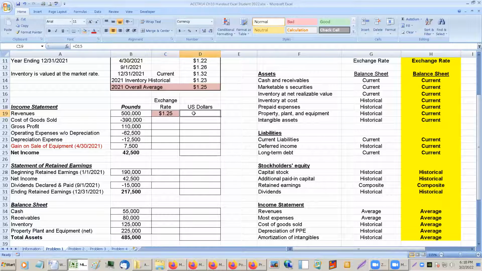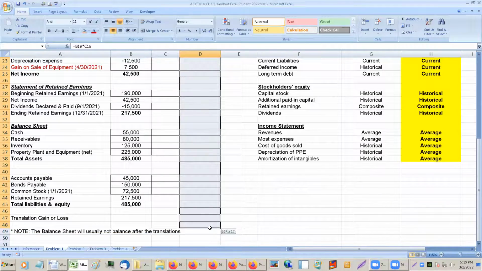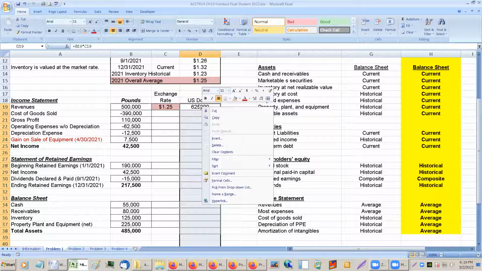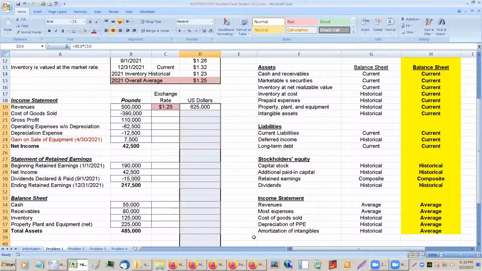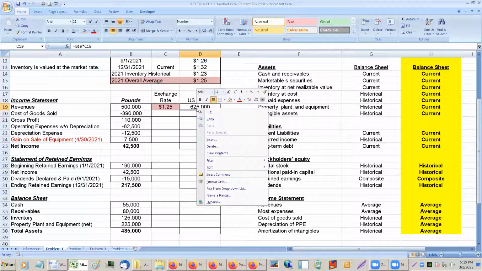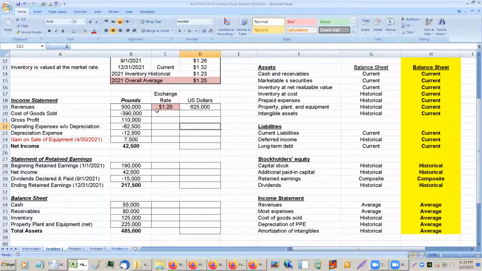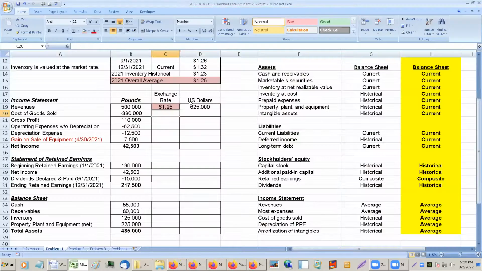So we're going to translate that into US dollars. The revenues, again, we made the sales throughout the year, some in January, February, and so on. We're going to take the average for the year, all 12 months averaged, and use that as the rate at which we translate these.